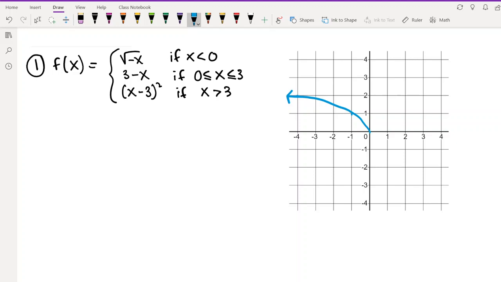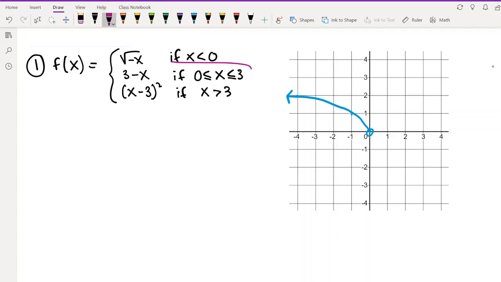So why does it look like this? Well, for example, if you plug in -1, you get square root of negative negative 1, which is square root of positive 1, which is 1. If you plug in -4, you get the square root of positive 4, which is 2. So that's the first piece of the graph. And there's something I should add here, which is that because this says less than, it doesn't say less than or equal to, we have an open circle on the graph. So this point is not included in that portion of the graph.